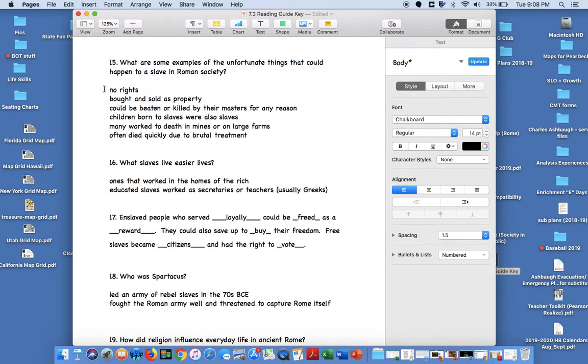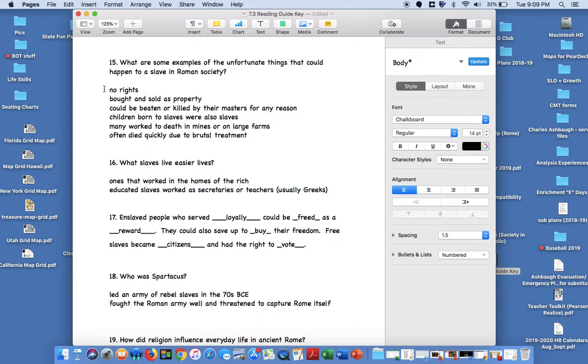What are some examples of unfortunate things that could happen to a slave in Roman society? First of all, no rights. They could be bought and sold as property. They could be beaten or killed by their masters for any reason whatsoever. Children born to slaves were also considered slaves. Many were worked very hard in the mines and on large farms, sometimes even worked to the death, and they often died quickly. They did not live very long lives due to this brutal treatment.